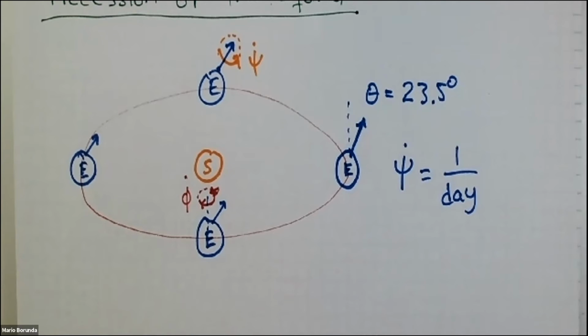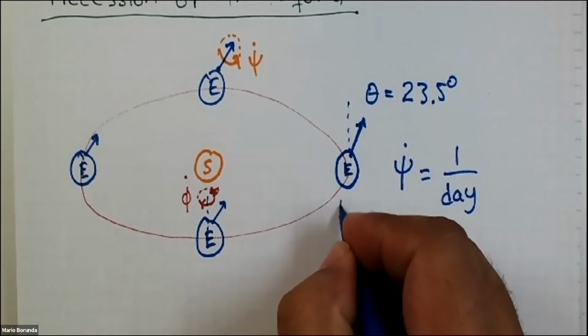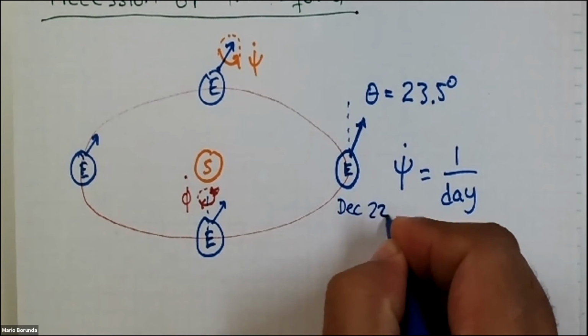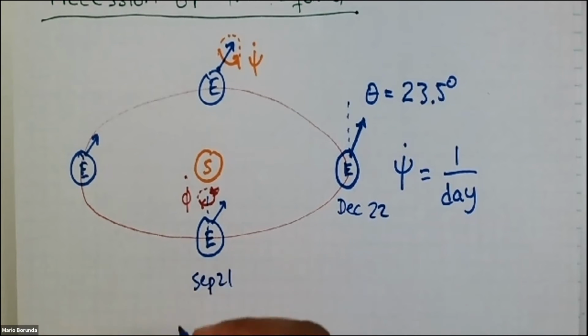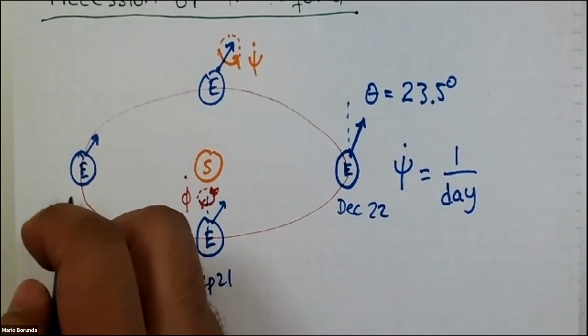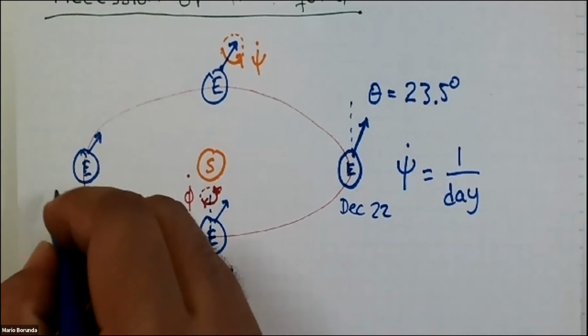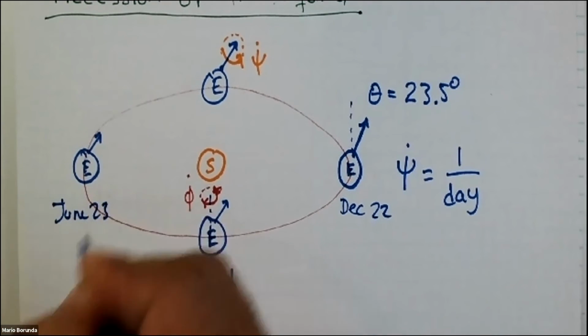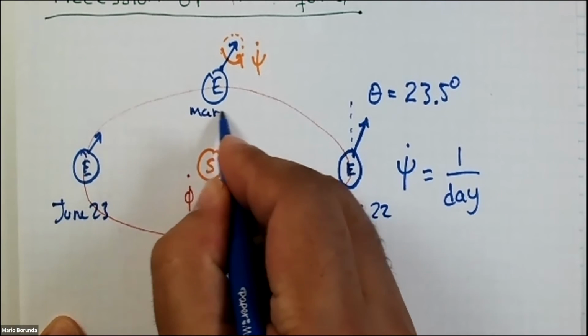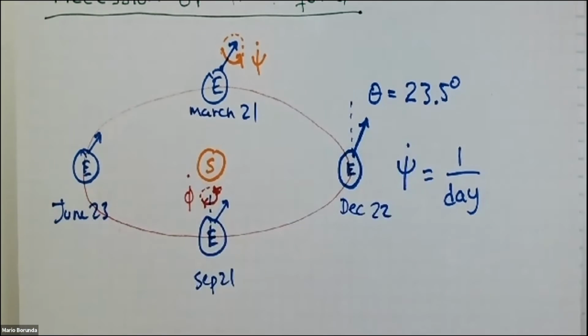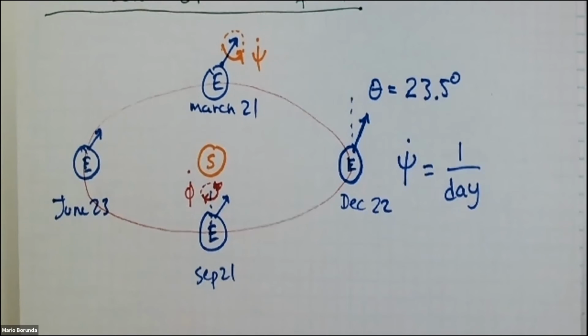All right, so just to finish this up, this is what it looks like on December 22nd. This is what it looks like on September 21st. June 23rd. And this is March 21st, when the seasons change. That's where the Earth is. So I think I'm behind because I was supposed to do this in September.